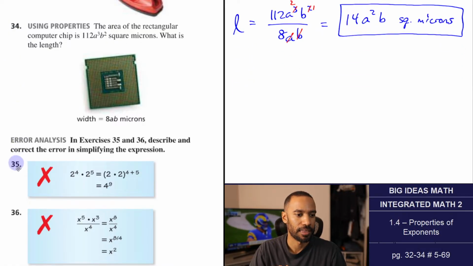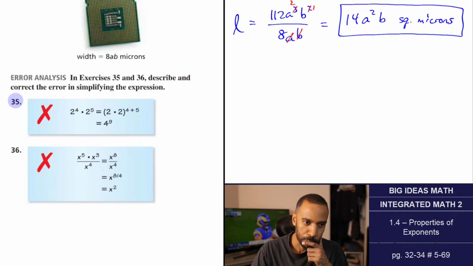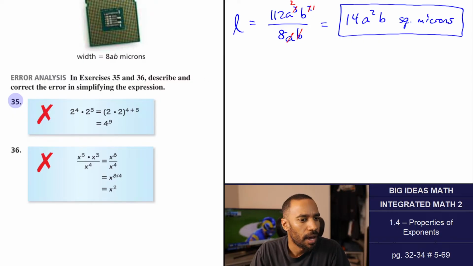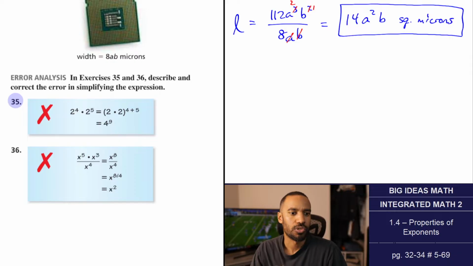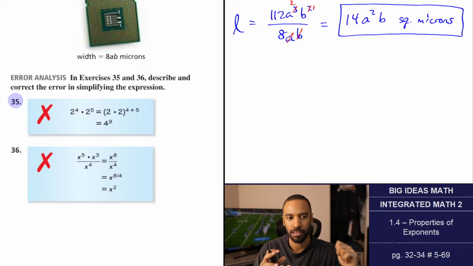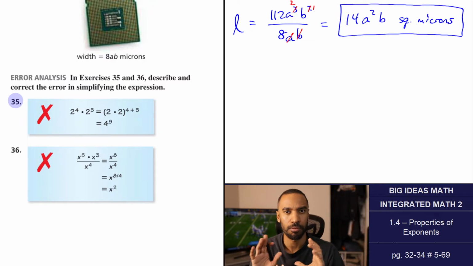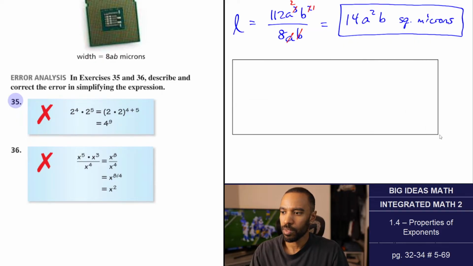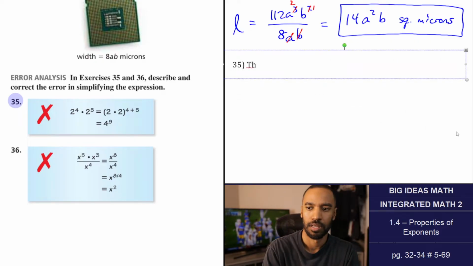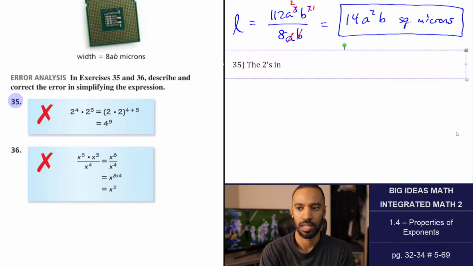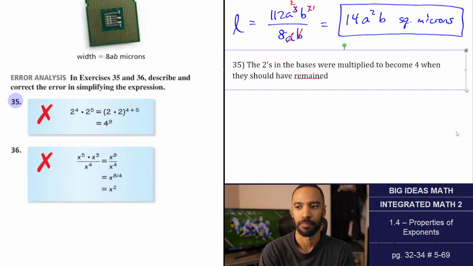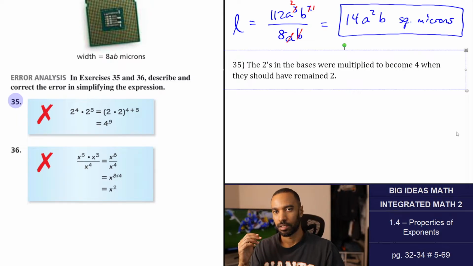Number 35 and 36, error analysis. Describe and correct the error in simplifying the expression. All right, let's just take a look at them, and then we'll describe them. 2 to the 4th over 2 to the 5th. So they ended up multiplying the 2's as they added the 4 and the 5. They should add the 4 and the 5, but they shouldn't multiply the 2's. So let's state that, and then we'll correct it. So number 35, the 2's in the bases were multiplied to become 4 when they should have remained 2. Now that's my explanation for what was wrong.